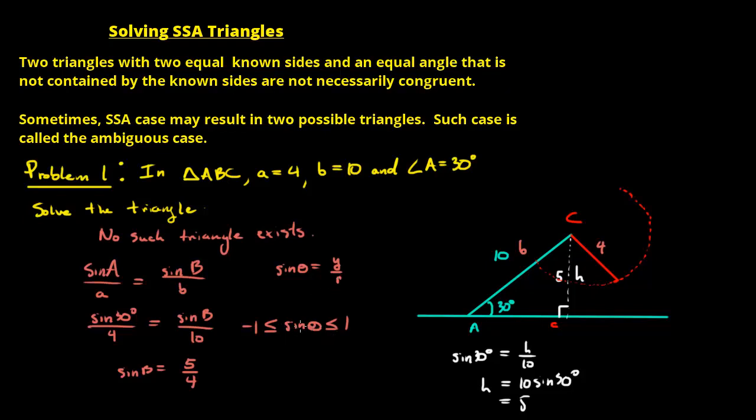Which means that sine theta is greater than or equal to -1, but less than or equal to +1. And in this case here, sine of B is greater than 1. So we know that there's no value of B such that sine B is 5 over 4. So that should tell us algebraically that no such triangle exists.